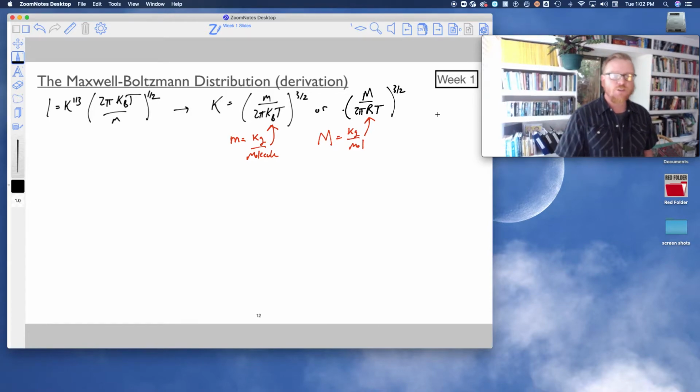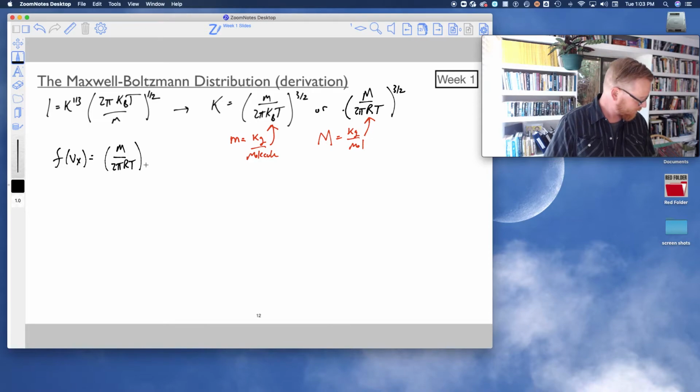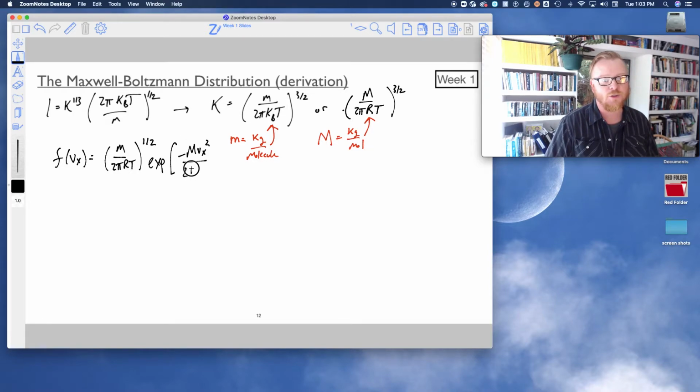So now I can go back here and I can write my function f of Vx equals that constant k raised to the 1/3 power. I'm going to go to using R, that's a capital M, 2 pi RT, now to the 1/2 power, and then that's times the exponential of negative capital M Vx squared divided by 2RT. And so that's going to be our function for f of Vx.